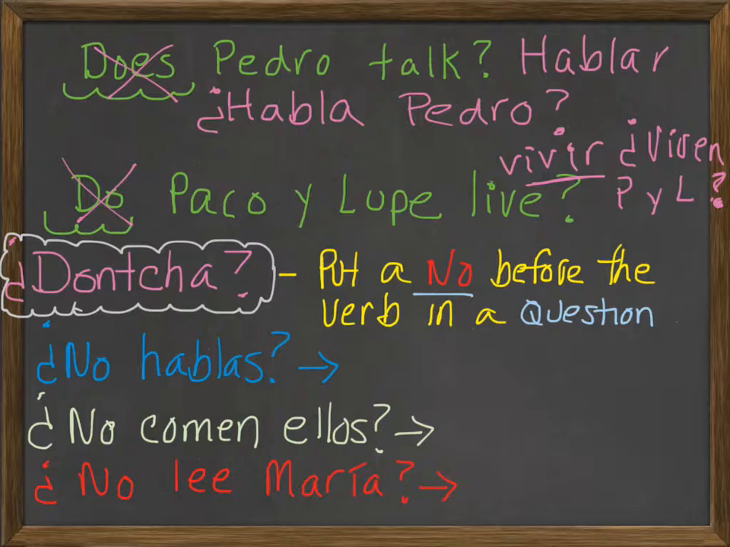Now let's move on to doncha. And doncha means you're from the south, or maybe it means you're from the north, I don't know. But if you put a no before a verb in a question, you're pretty much saying don't ya or don't you.